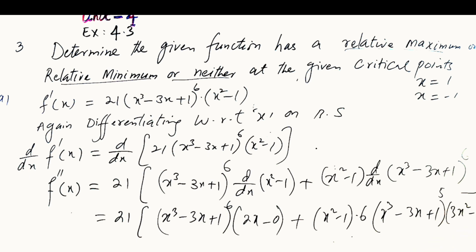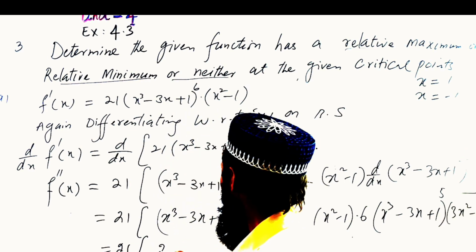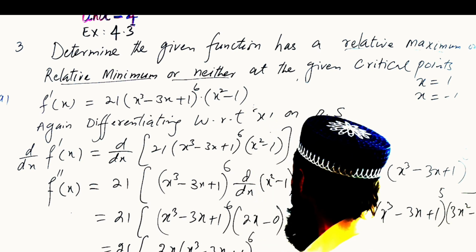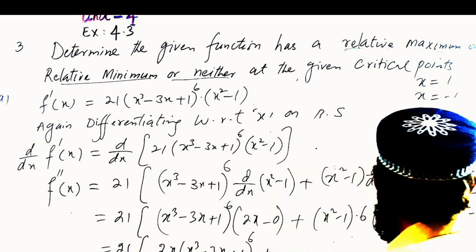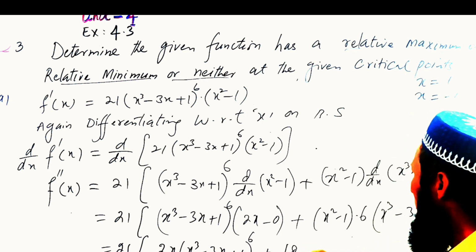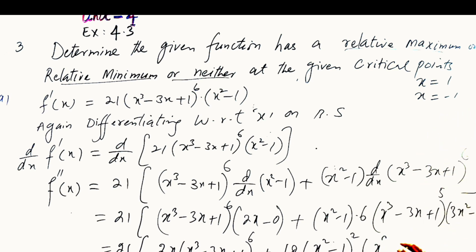Now 3 is taken common from here: f''(x) = 21[2x(x³ − 3x + 1)⁶ + (x² − 1)·3·6·(x² − 1)(x³ − 3x + 1)⁵]. Taking common 3 multiplied by 6 is 18, and (x² − 1) becomes whole squared.